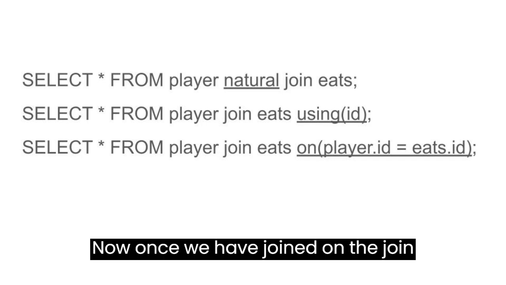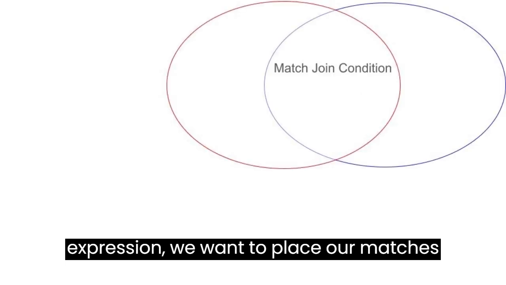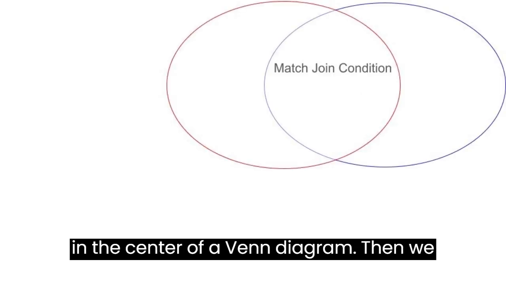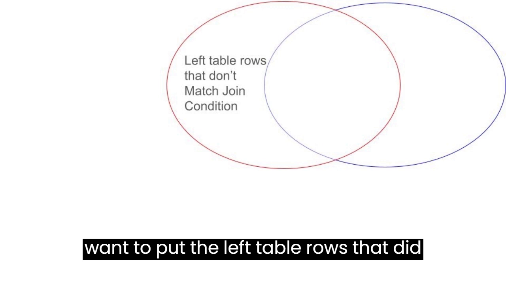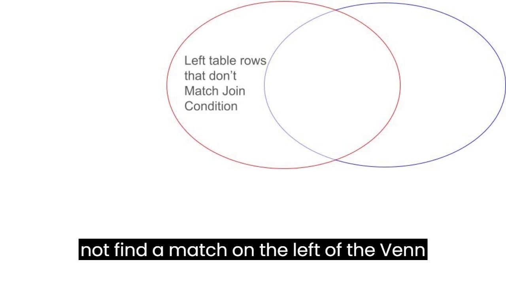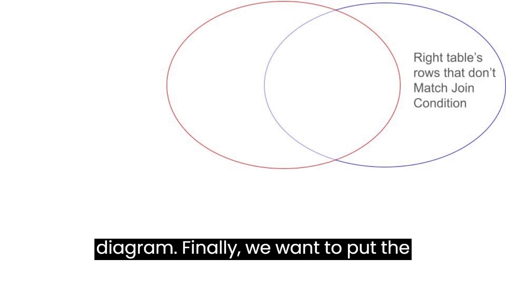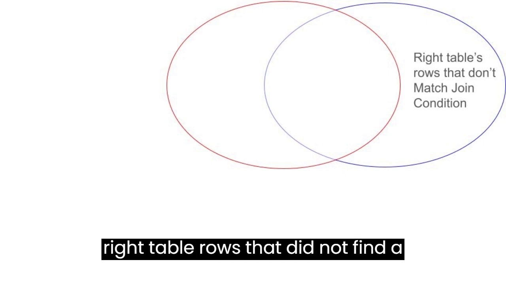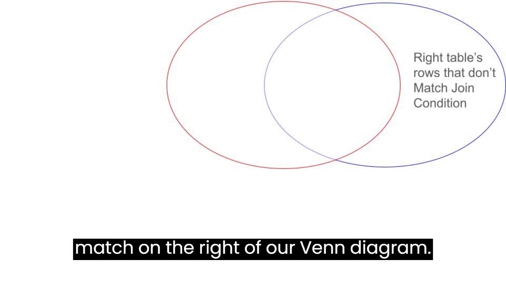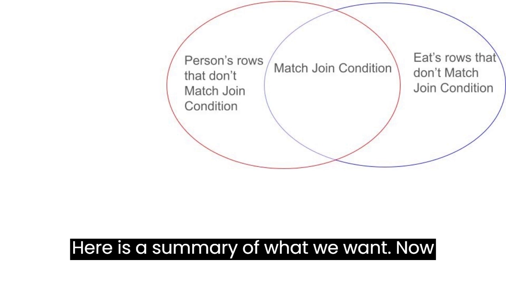Now, once we have joined on the join expression, we want to place our matches in the center of a Venn diagram. Then we want to put the left table rows that did not find a match on the left of the Venn diagram. Finally, we want to put the right table rows that did not find a match on the right of our Venn diagram. Here is a summary of what we want.